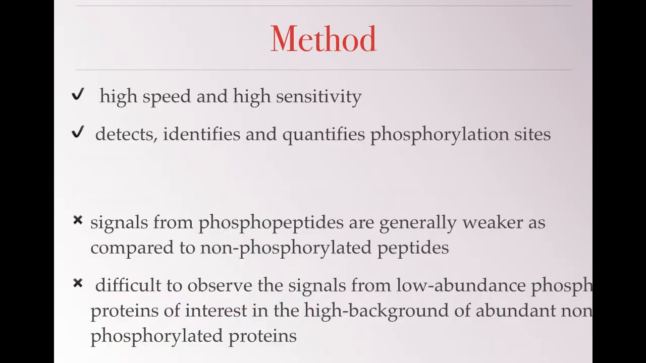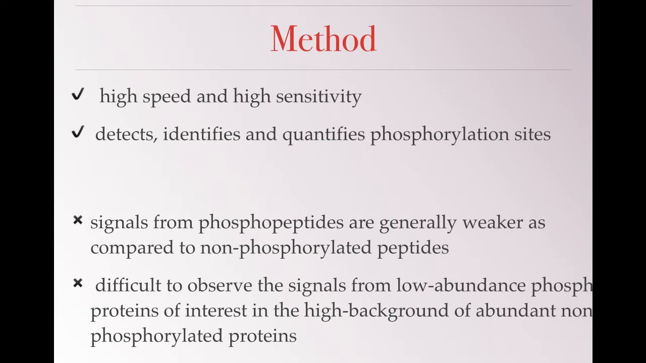MS provides a high speed and high sensitivity means of detection for phosphorylation. Introduction of MS has significantly advanced the research in protein phosphorylation. It may be applied not only for detection of phosphorylation, but also the identification of phosphorylation sites and its quantification. However, there are several inherent difficulties for the analysis of phosphoproteins.